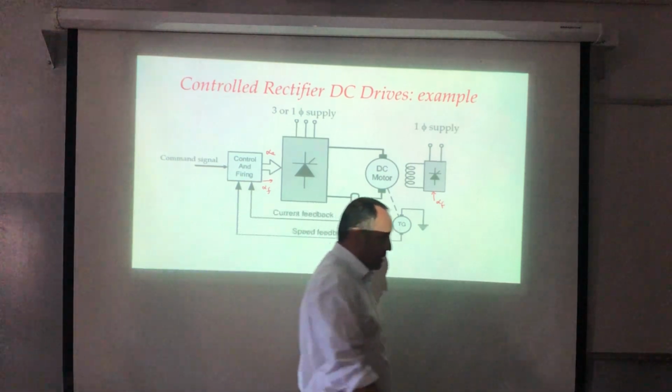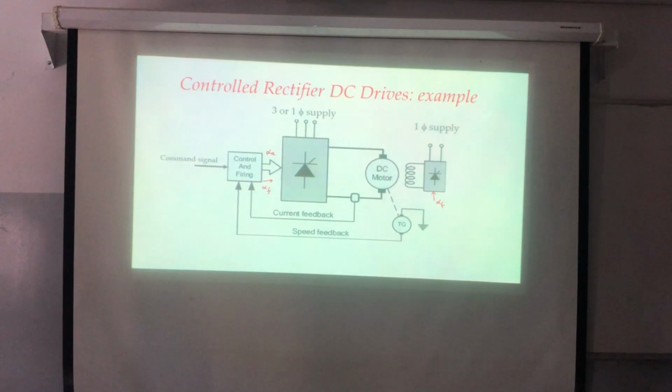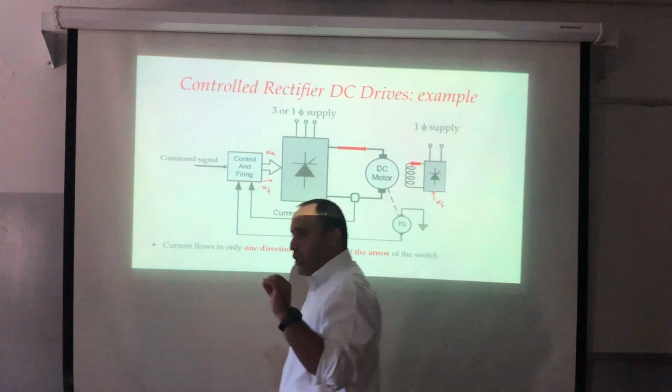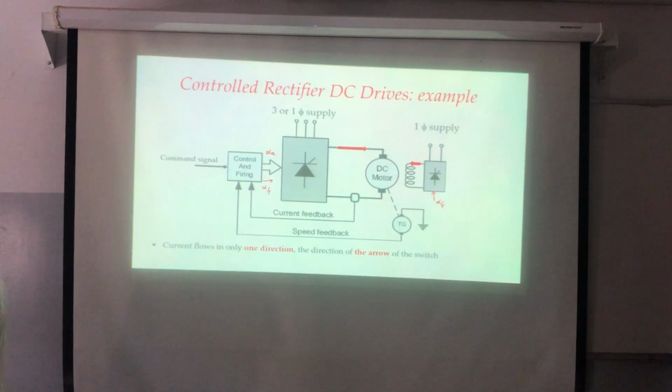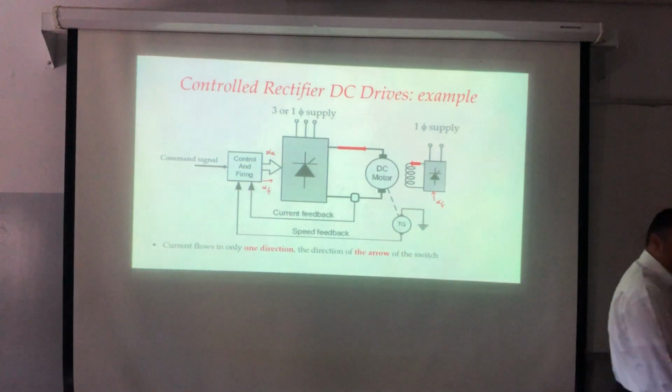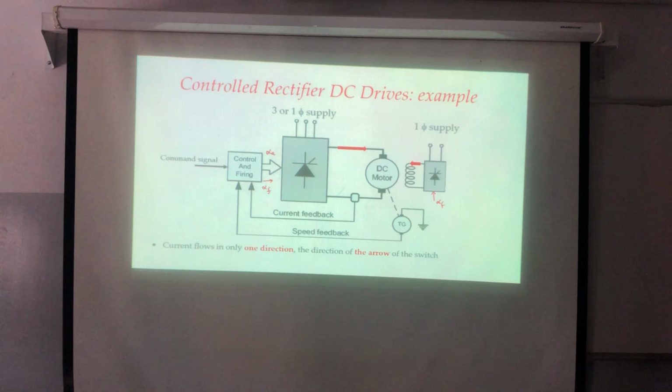This is very important. And for that here I'm using an arrow, and I'm telling you that the current flows only in one direction, which is already decided by the direction of the arrow. Understood? Good. You cannot make the current flow in the opposite direction.